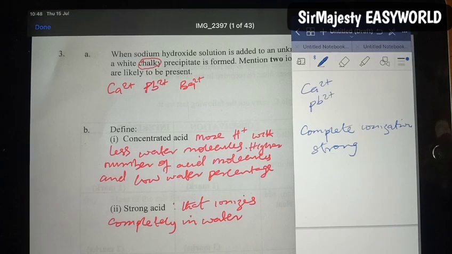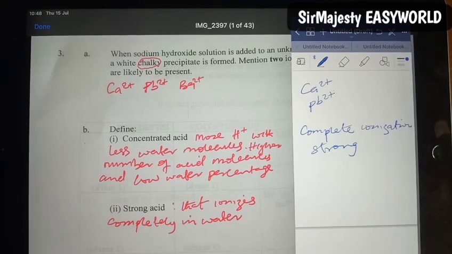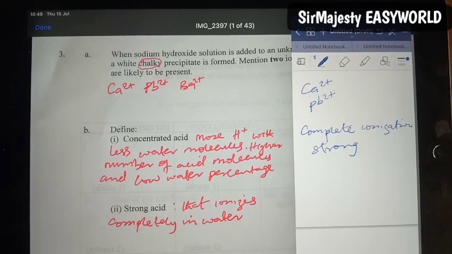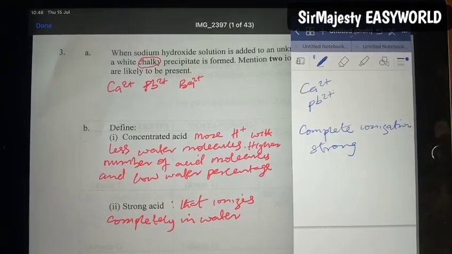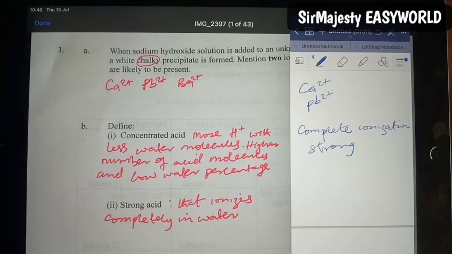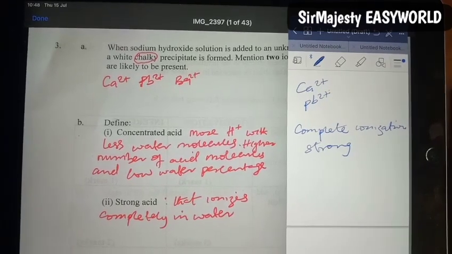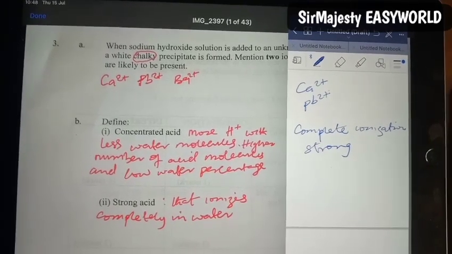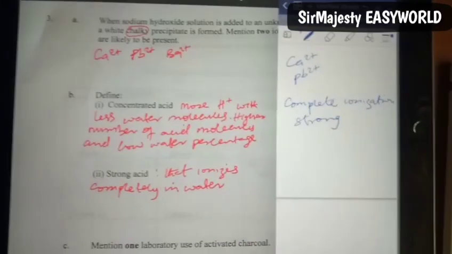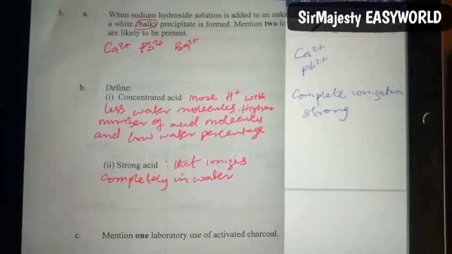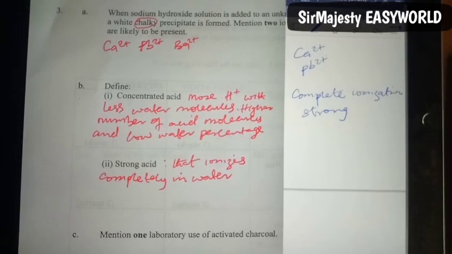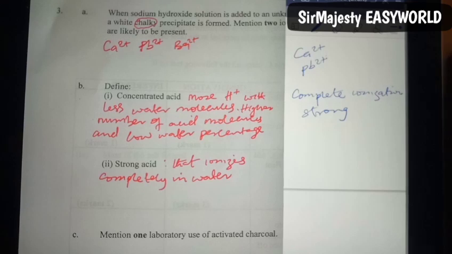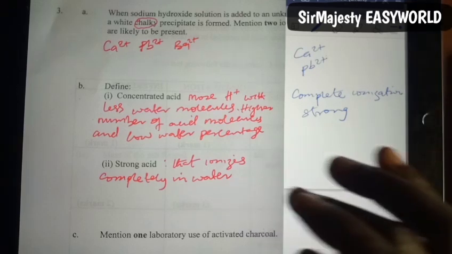Then the next question here. They say, mention one laboratory use of activated charcoal. You can watch my video here. It is actually used to remove colored pigment from an organic material or from a solution. Like in the laboratory, if you want to remove the indicator that is used in acid-base titration, the ideal thing to use here is activated charcoal. So you can do yourself a favor by actually watching this video.